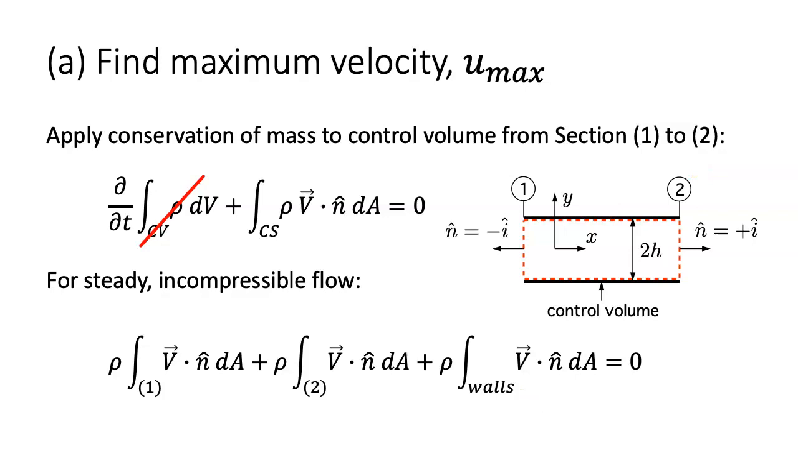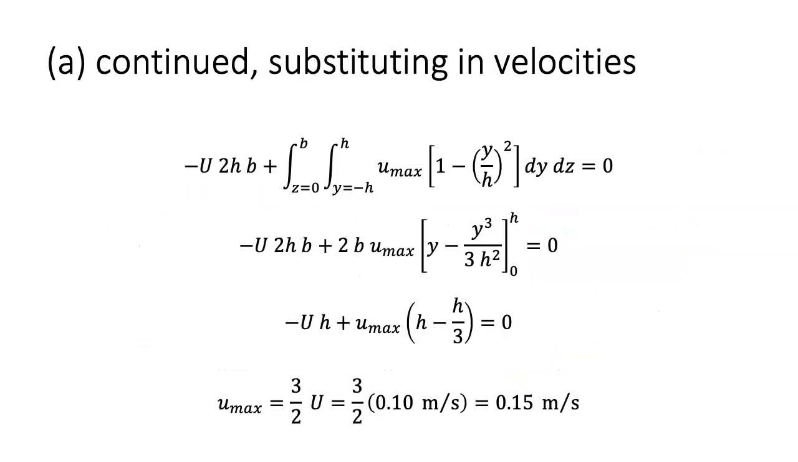Note that for incompressible flow, the constant density can be brought outside the area integral and canceled. Also, there is no flow across the walls, thus the last term on the left is 0. For the first term on the left, the dot product of the velocity vector with the outward unit normal at section 1 gives negative capital U. Because capital U is constant, the area integral is just 2h times b, the width of the channel.